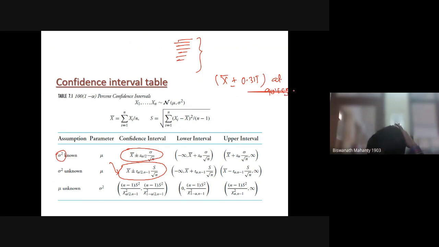This is very important in statistics, but that is not sufficient. We need to know something more. And today we'll be talking about another thing that is known as hypothesis testing.